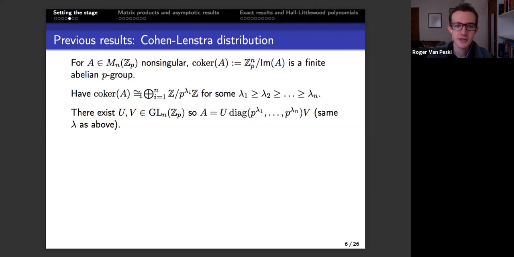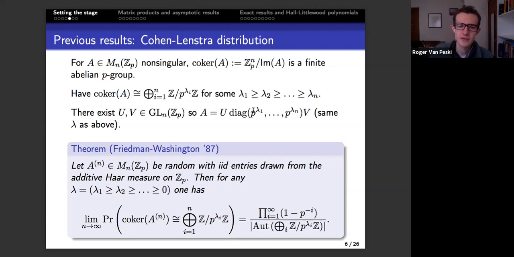Now, by the structure theorem, this finite abelian p-group will have the form of a direct sum of Z mod p^(lambda_i) Z for some decreasing sequence of n integers, lambda_i. And it's also true that you have an analog of singular value decomposition. There will always exist matrices U and V in GL_n(Z_p) such that, by multiplying on the left and right by U and V, you can get A to be in diagonal form with these powers of p on the diagonal. And these powers of p will be exactly the same lambda that tell you the isomorphism type of the cokernel of A. So you can think of these lambdas as analogous to singular values.